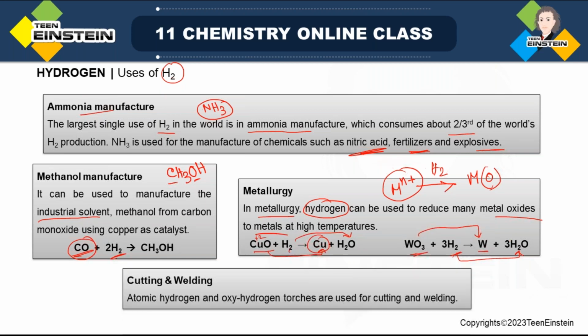Next is cutting and welding purpose. So cutting of different metallic substances, or welding. Welding means at high heat or pressure, two parts of metals are fused and joined together. For this, the large heat that we require may come from atomic hydrogen and the oxyhydrogen torch. Oxyhydrogen torch is also known as hydrogen torch. So in this torch, what happens? The hydrogen gas in the presence of oxygen produces a large amount of heat, and that is actually used for cutting purpose and welding purpose.